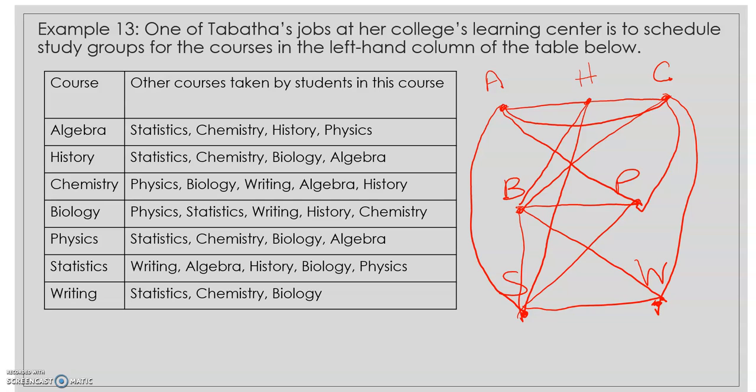I'm going to start with biology, and I'm going to put a circle around it. Are there any other vertices that are not connected to it? It's connected to history, chemistry, physics, writing, and statistics. It is not connected to algebra.